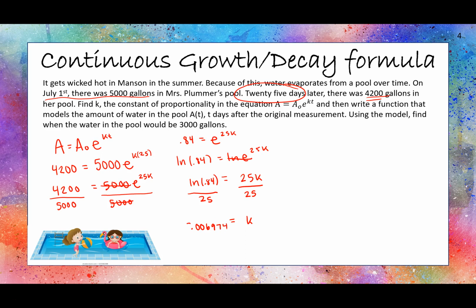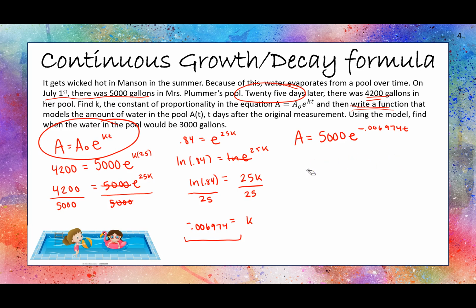Okay, next step, it says to write a function. So we're going to start with this. I'm going to have A equals, and I'm going to write my initial in there, which was 5,000. And then I have my k, so I'm going to have a negative 0.006974, and then I'm going to write my t. So when I ask you to write a function that models this, you basically have to put in your initial and you have to put in your k value.